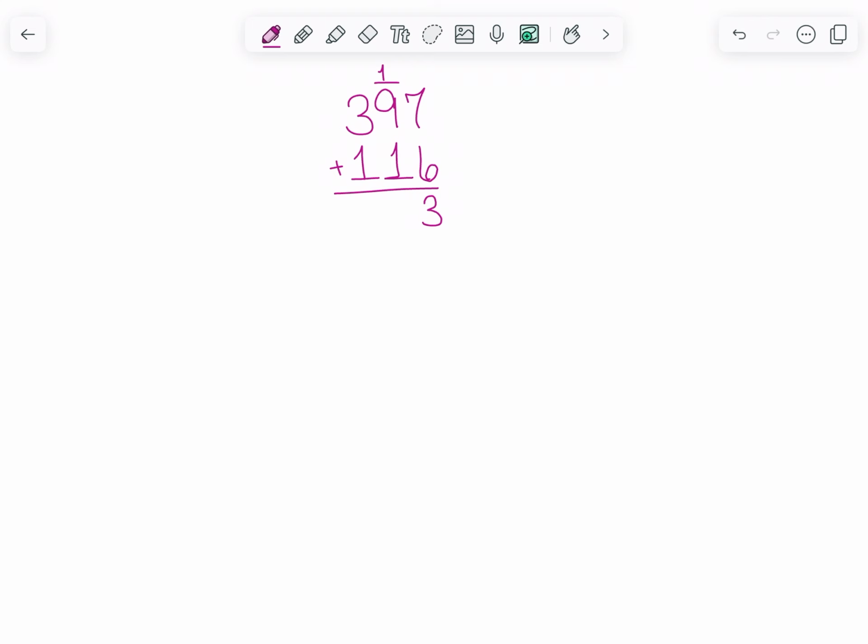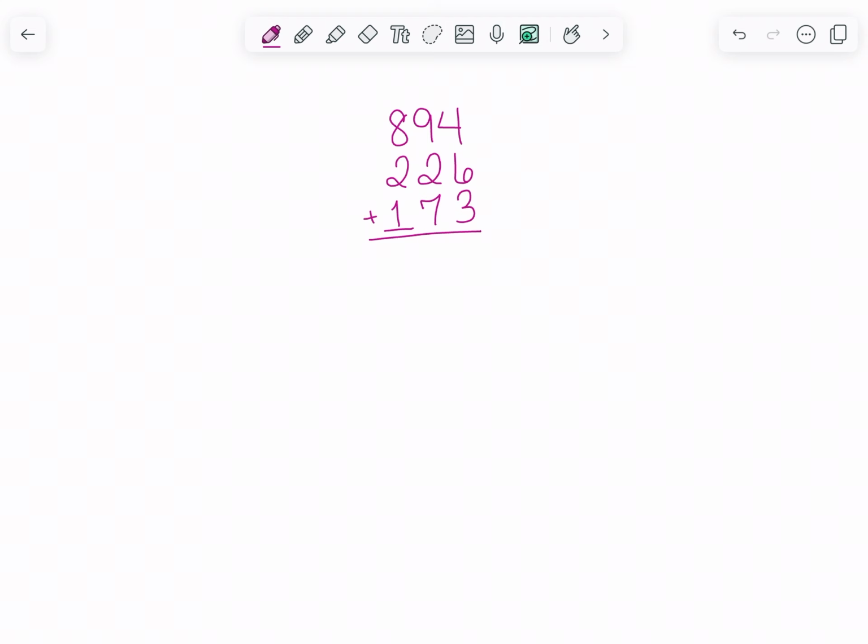So now let's look at the tens place. That's 10 plus 90 plus 10 is 110. We write down the tens digit from 110, which is 1, and regroup the hundreds digit to the hundreds place. Now we add the hundreds. 100 plus 300 plus 100 is 500. So we have the solution of 513.